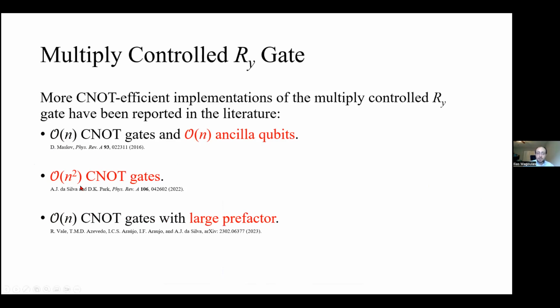The good thing about these implementations is that there is no approximation. These are exact implementations of the RY gate. But what Francesco and I looked into is, is it possible for us to have a linear scaling CNOT count with a very small prefactor? And what we did is we looked into approximate implementations of this RY gate.